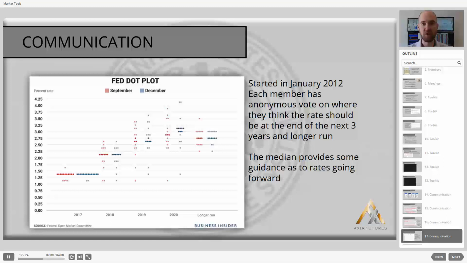If they shift all dots higher, then this implies not only rates to go higher sooner, but rates to go higher at a faster pace over a longer period as well.